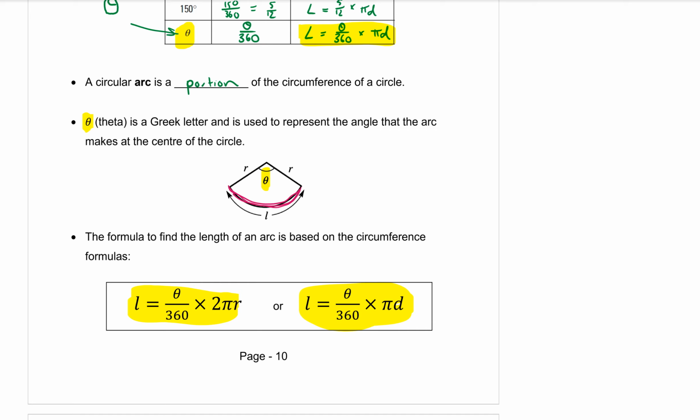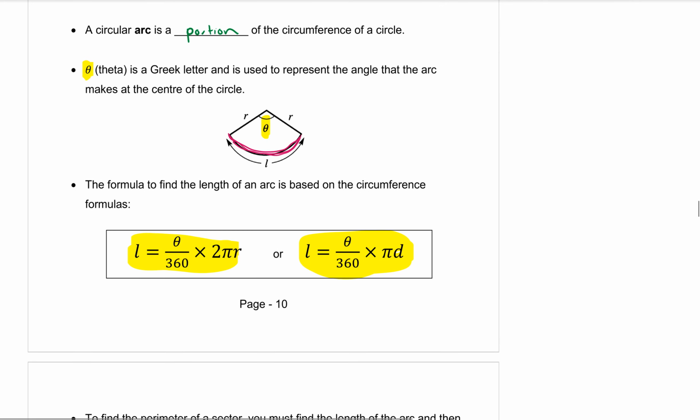It looks really messy, it looks kind of complicated, but it really is just whatever angle you're given, divide that by 360 and times it by the circumference formula. Now, there is one extra catch. When you use that formula, it calculates the length of the arc. If I was wanting to find the whole perimeter of that sector, meaning that whole wedge of pizza that I've got there, the perimeter means all of those sides have to be added together.